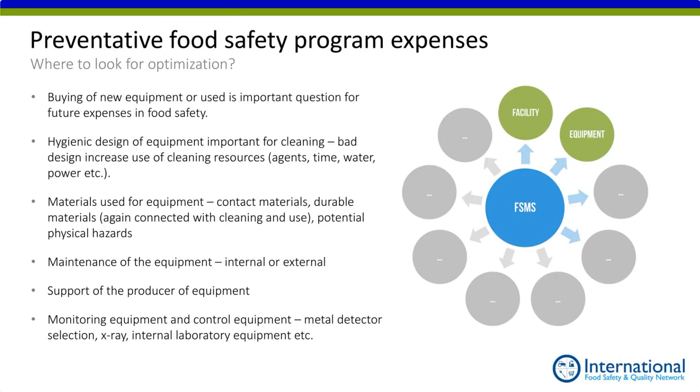On the other hand, let's talk about the equipment. Equipment can really be a point for good food safety expenses optimization. If you're buying new equipment or using used equipment, it is a very important question for future expenses in food safety. Why? Because there is one aspect called hygienic design of equipment. If you have a bad design, this increases the use of cleaning resources. You are using a lot of agents to clean, or you need higher concentrations of agents. You are using additional time, which means that you are losing money. You're using a lot of water to rinse, and a lot of power for the washing. So if you have a bad hygienic design of the equipment, you will lose money.